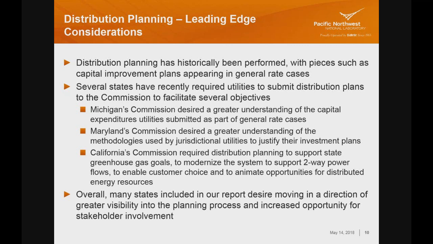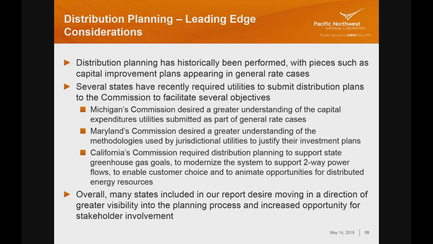Another thing that's new and that we are seeing more of, and you'll find many examples of this in our report, is that states are starting to require utilities to file distribution plans. In the past, utilities have done the distribution plans, and stakeholders, whether it be a commission or customer groups or customers in general, will see parts of the plan. When a utility comes in for a general rate case, for example, they would include their capital improvement plan for the distribution system. That might be all that the stakeholders would ever see. And what we're seeing now are commissions requiring utilities to file a complete plan.